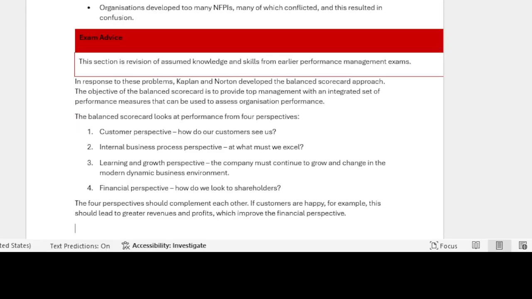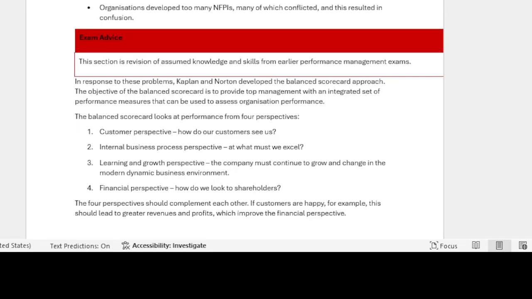So these four perspectives are very important, and they move hand in hand as they complement each other, because if one of the categories is not happy, it will be difficult. If customers are not happy, sales will not be good, the profits will not be good, hence the financial perspective can also not be achieved.